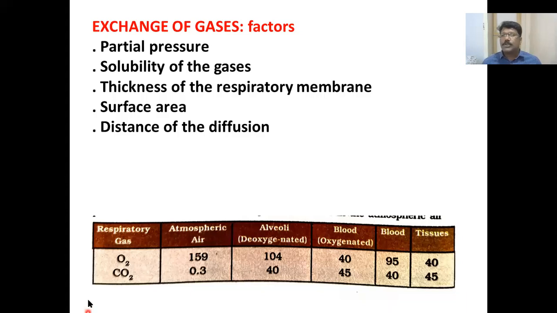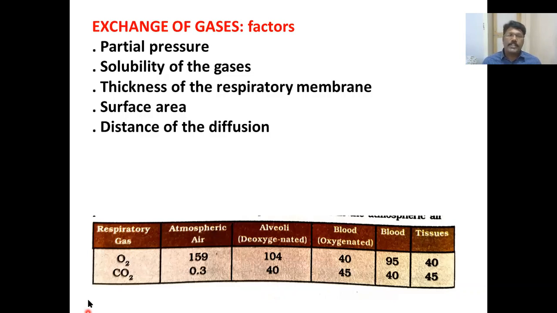as well as at the tissues. At the cellular level also, the capillaries and the cells have very close contact, and there is an exchange of gases because of the very thin membranes, that is the endothelium of the blood capillaries. Endothelium refers to the wall of the blood capillaries, which is very thin, and also the plasma membrane, which is very thin. So the thickness of the respiratory membrane also plays an important role in the exchange of gases.